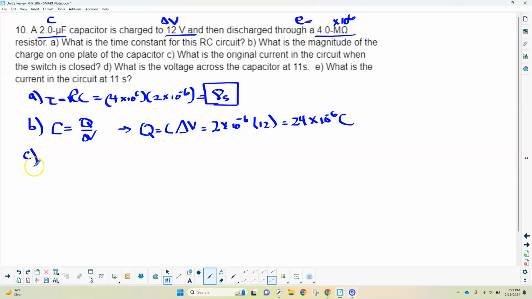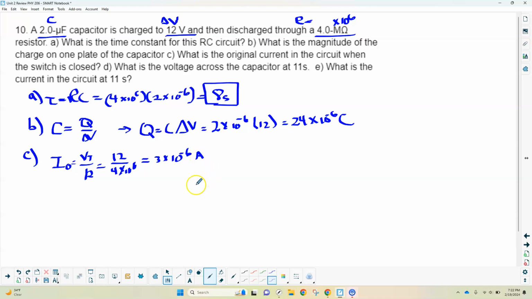Part C wants to know what's the original current. So the original current, I naught, is based upon the voltage and the resistance. So basically, this is just Ohm's law. So it would be the total voltage, which is 12, divided by the total resistance. So that's the 4 times 10 to the 6. So it's going to be a small amount of current. When I divide that out, I get 3 times 10 to the negative 6 amps. So it'd be 3 microamps, which is a really small amount.